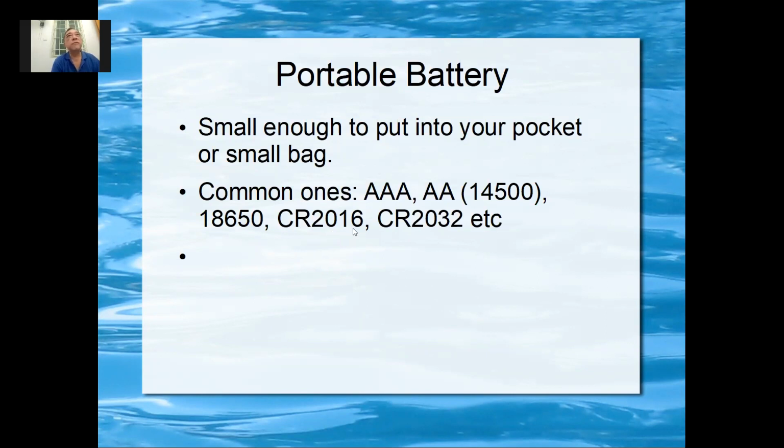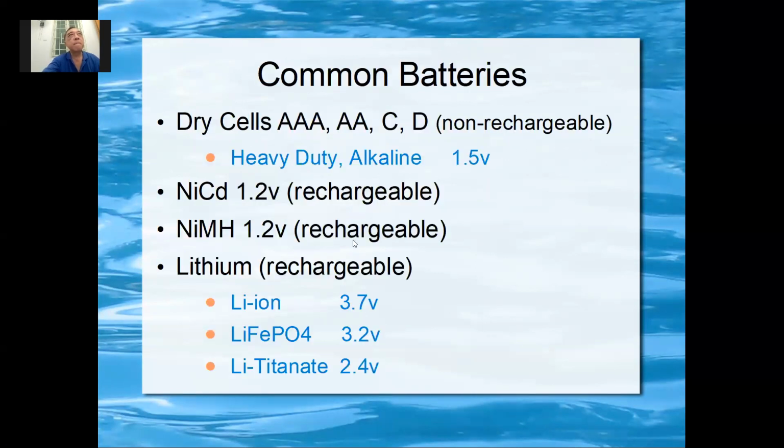Okay, and then if you get CR2032, it means 20 mm diameter and 3.2 mm thickness. Okay, very common. This one, dry cell, we call it dry cell.